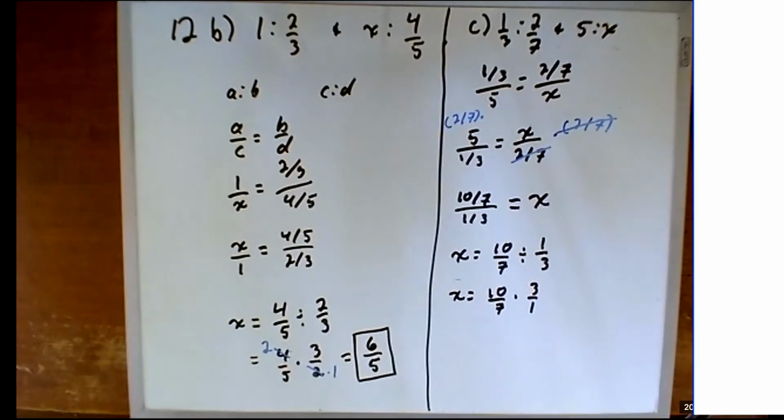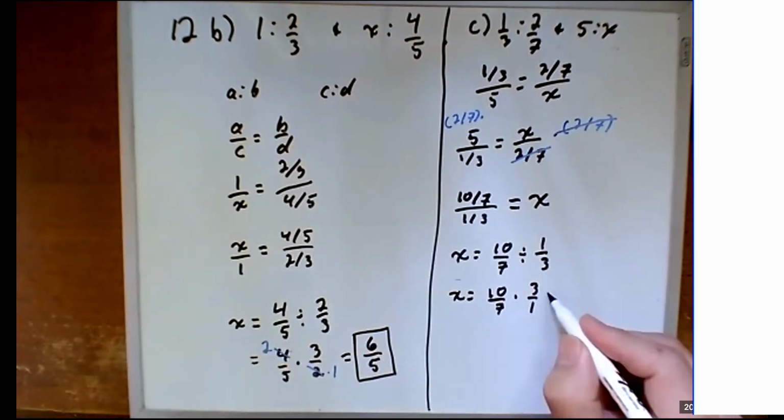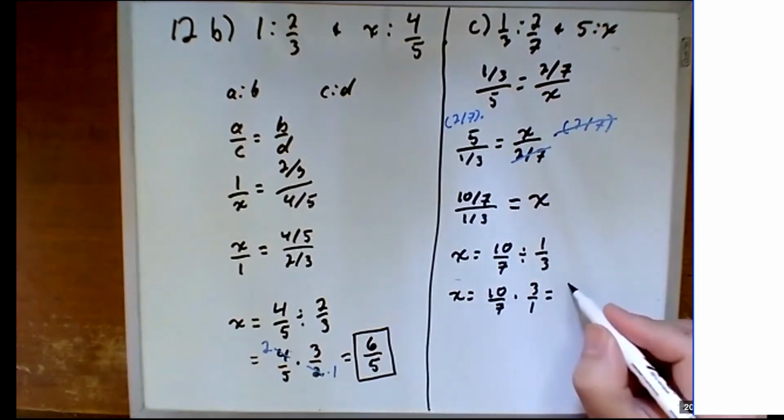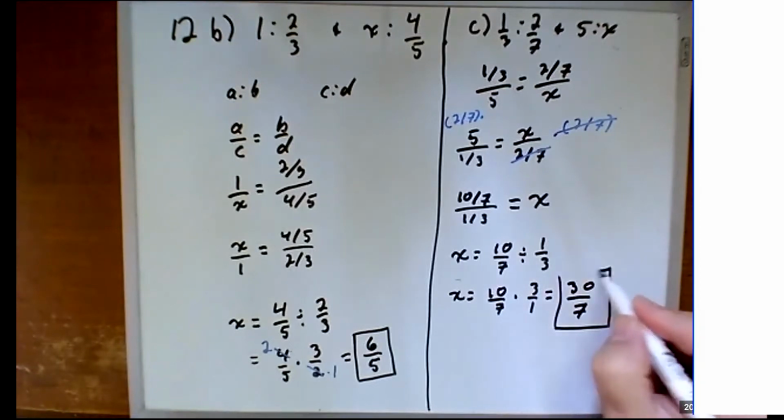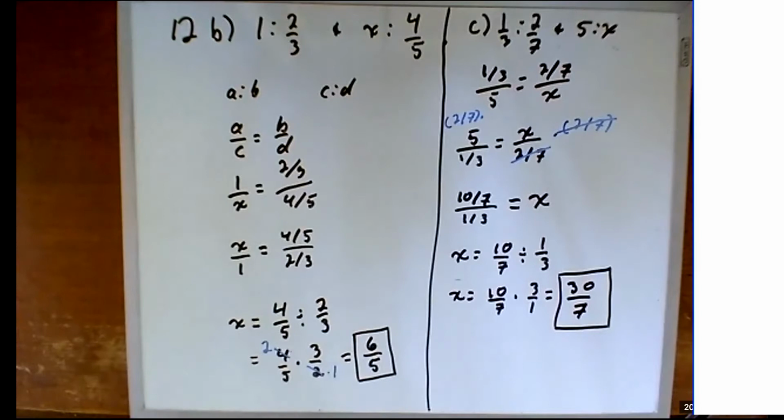Now that we've hit the multiplication point, we check to see if there's anything we can do to make this simpler. In this case, there isn't. So we go ahead and just multiply straight across. 10 times 3 is 30. 7 times 1 is 7. And that ends up being our final answer.